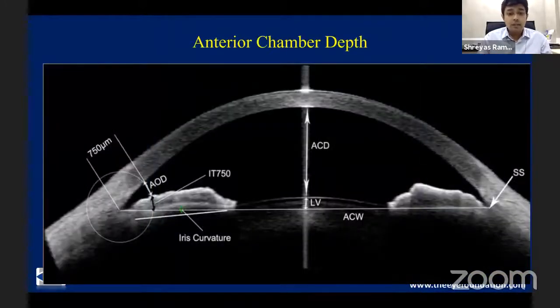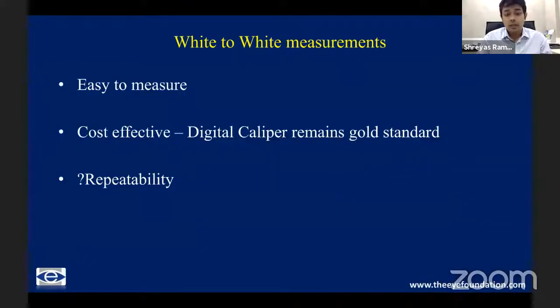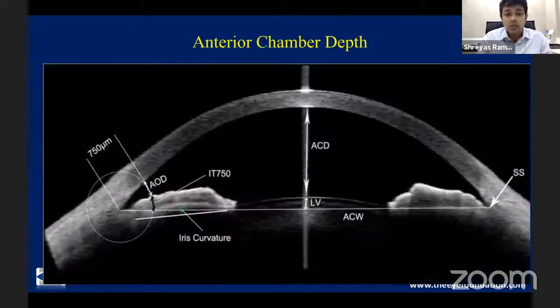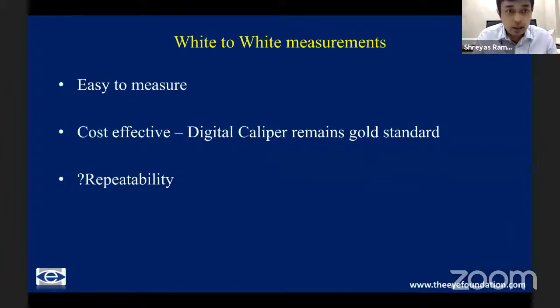Anterior chamber depth is important. Most devices measure it very well. Just suffice to say that the ASOCT alone tends to overestimate it a little bit if you're using the caliper, but otherwise most other instruments are quite good. For white to white, digital caliper continues to remain the gold standard. It's cost effective, but the only challenge is the repeatability.